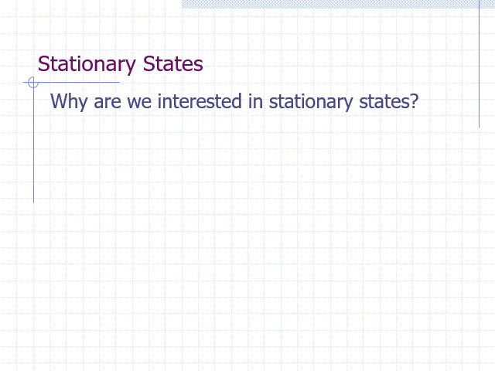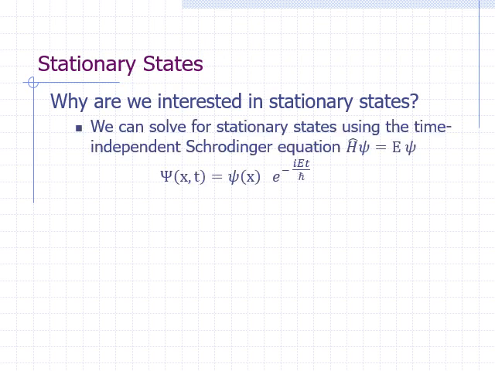Why are we interested in stationary states? Well, we wouldn't have to try to solve the time-dependent Schrodinger equation. By solving the time-independent Schrodinger equation, we can get the spatial parts of the state function and the allowed energies. All we have to do to construct the time-dependent state function is to multiply the spatial part by e to the negative iEt over h bar.